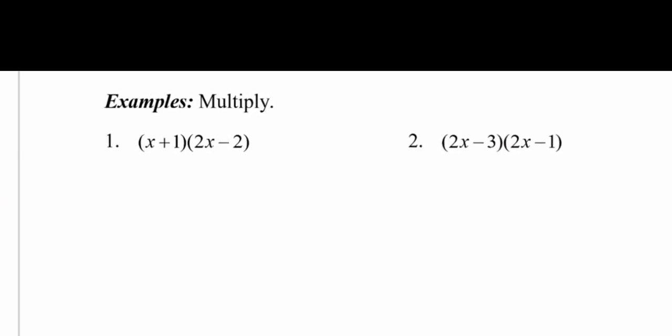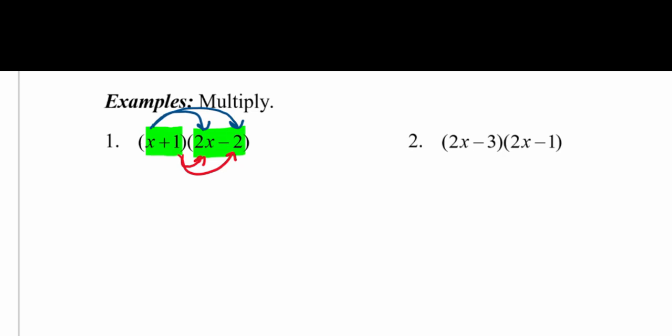Now, when we multiply binomials, because that's what we have here, we have a binomial x plus 1 being multiplied times a binomial 2x minus 2, then we're going to use that distributive property twice. We're going to take the x from the first term and distribute it times both of the terms in the second parentheses. And then we're going to take the 1 from the first binomial and distribute it times both of the terms in the second parentheses. So this is what we get.